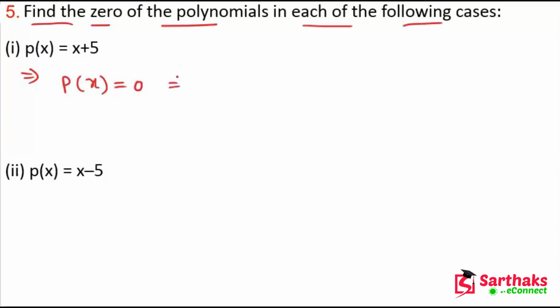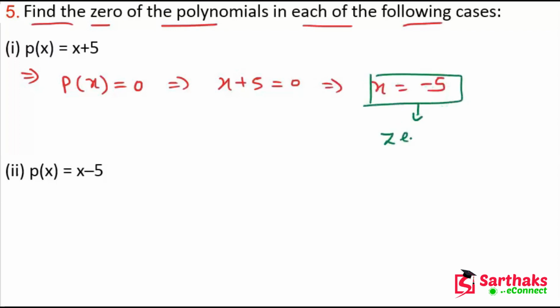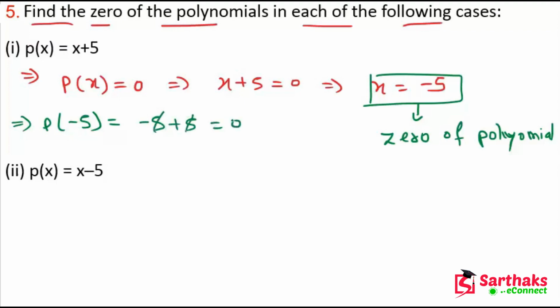Okay. So now x plus 5 equals 0. So we get x equals minus 5. So this is the zero of the polynomial. So you can check it also. How can you check it? So my dear friends, if you put p of minus 5, if we put the value of x in this expression, we get minus 5 plus 5. This will be cancelled. So we get 0. So our answer is correct. So you can check also.